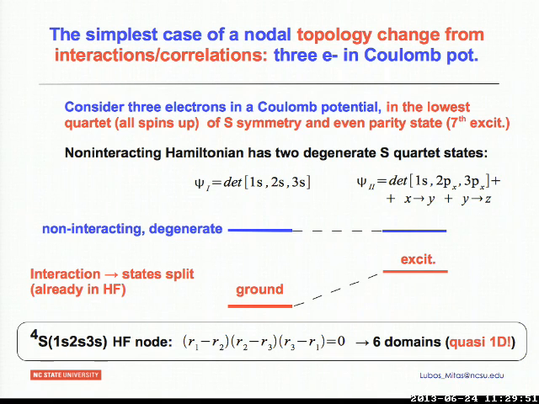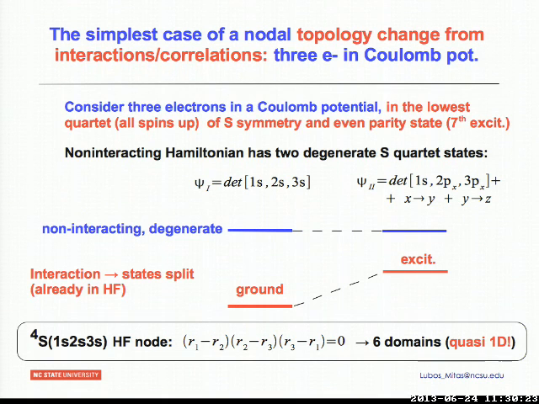Interestingly enough, the same thing can be found, say, for fully spin polarized, how the interactions actually change it. So if I take Coulomb potential in the lowest quartet, with 3 electrons of S symmetry and even parity, I get this state, 1s, 2s, 3s. It's again the lowest in the symmetry class. When it is non-interacting, it's degenerate with this guy, okay? And if I switch off the interaction, of course, this will split.